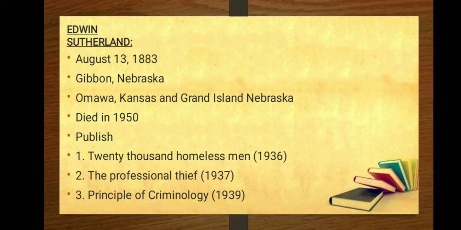Perceptions of them. Based on the background of Edwin Sutherland, he was born on August 13, 1883, at Gibbon, Nebraska, and he grew up in Osawatomie, Kansas, and in Grand Island, Nebraska. He died in the year 1950, and he also published three books. These are The 20,000 Homeless Men in 1936, The Professional Thief in 1937, and lastly, The Principles of Criminology in 1939.